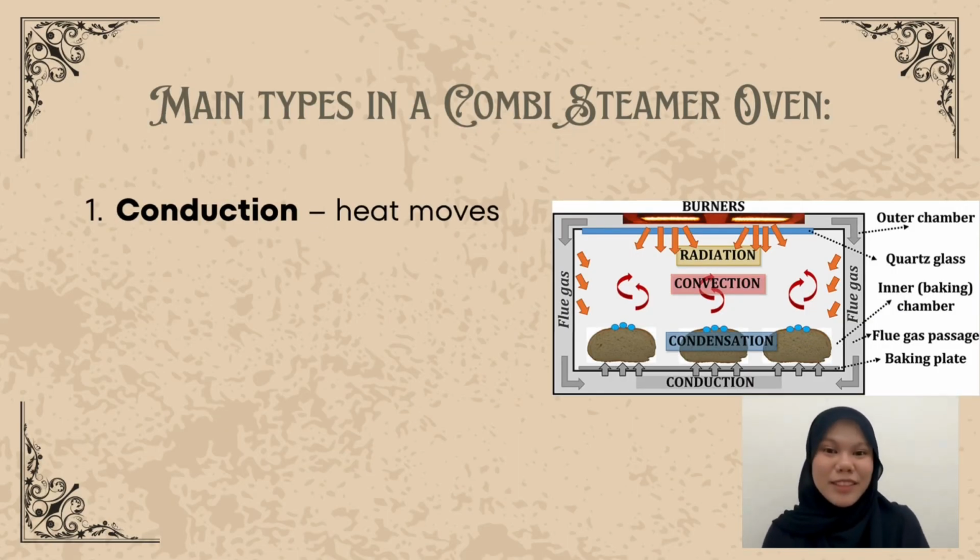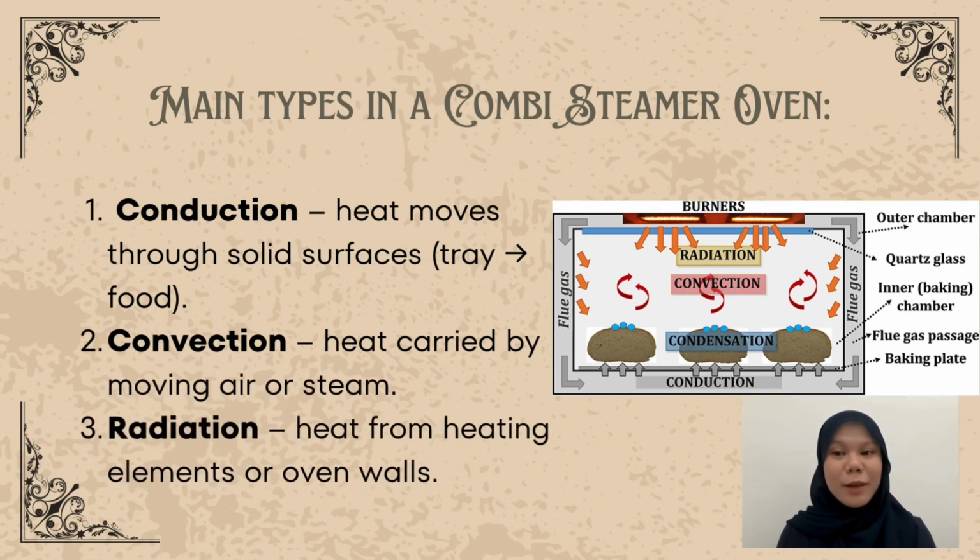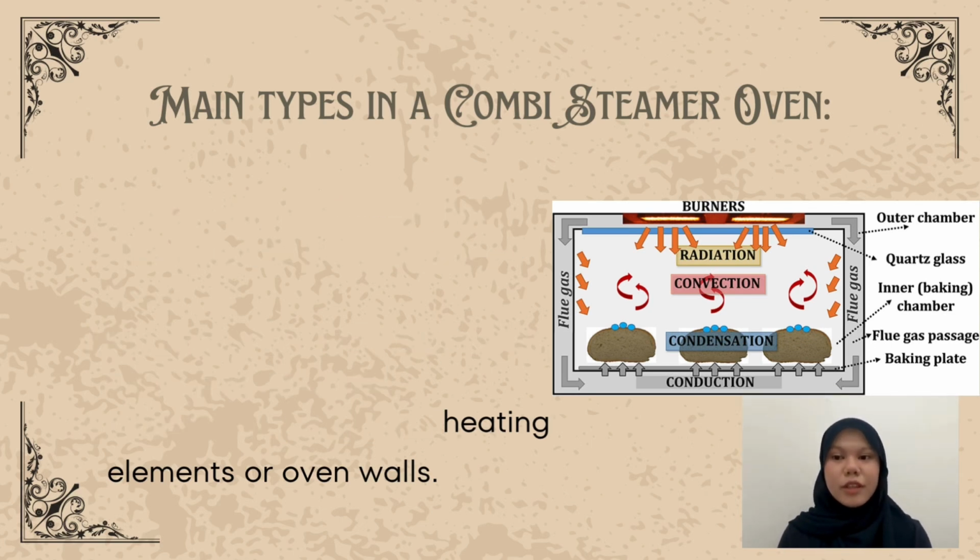Hi, my name is Farzana Adlina. In this slide, I will present the three main heat transfer mechanisms that happen in the Combi steamer oven. The first one is conduction, where heat moves through a solid surface, for example from the metal tray to the food. The second one is convection, which happens when heat is carried by moving air or steam inside the oven. The last one is radiation, where heat comes from the heating element or the oven's walls. All these three work together to cook the food evenly inside the oven.